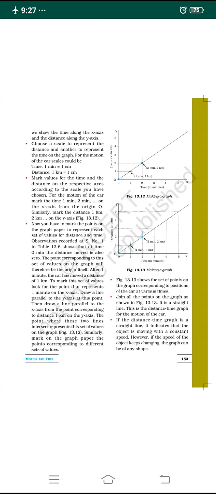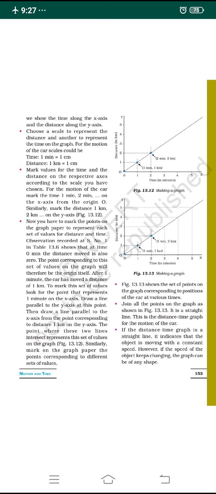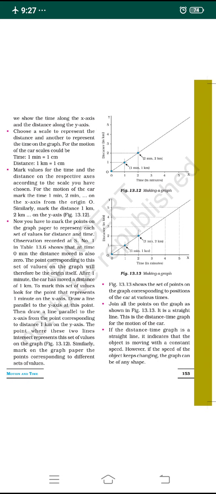Dear students, in the previous class we were discussing the drawing of a line graph of the distance traveled with respect to time. I was explaining the detailed procedure of how to draw a line graph for the given data. We stopped at figure 13.13, where you can see the set of points on the graph which correspond to the positions of the car at various times.